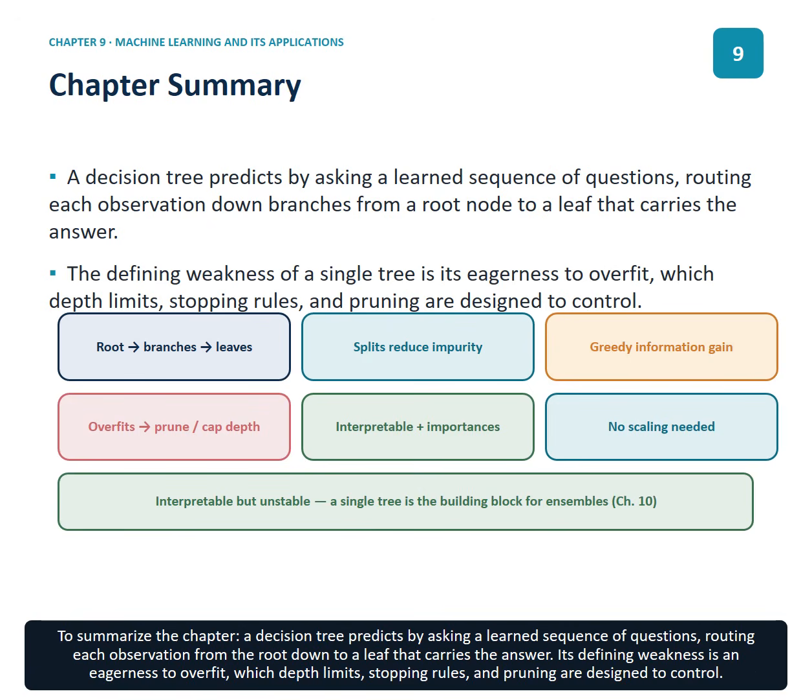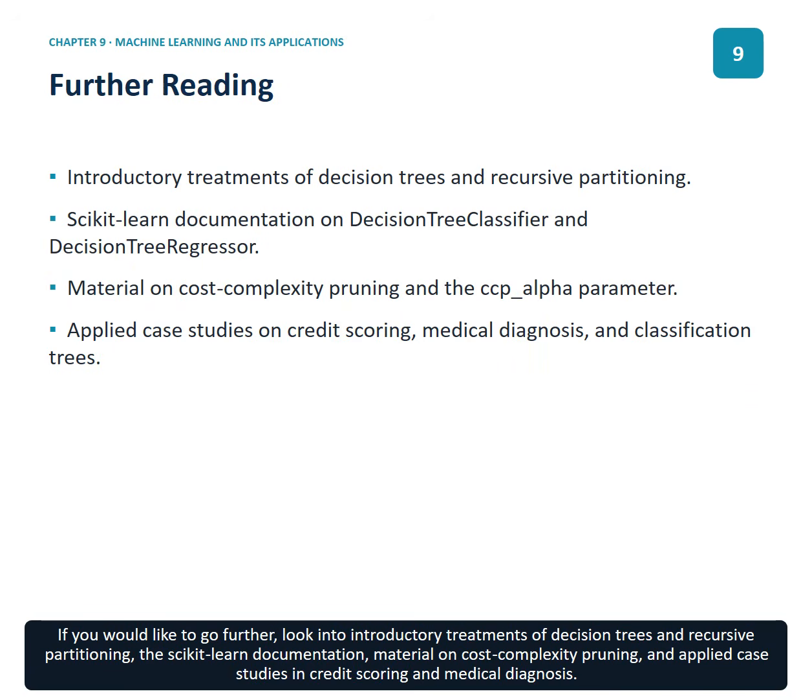To summarize the chapter, a decision tree predicts by asking a learned sequence of questions, routing each observation from the root down to a leaf that carries the answer. Its defining weakness is an eagerness to overfit, which depth limits, stopping rules, and pruning are designed to control. If you would like to go further, look into introductory treatments of decision trees and recursive partitioning, the scikit-learn documentation, material on cost complexity pruning, and applied case studies in credit scoring and medical diagnosis.